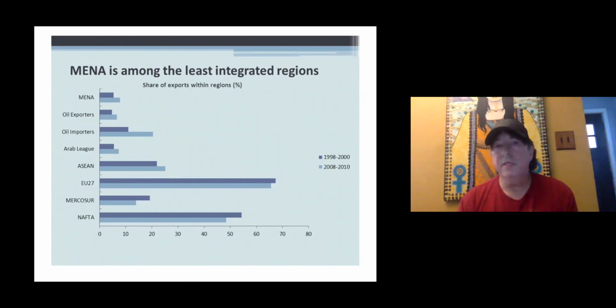We mentioned that liberalism says that countries that are economically interdependent have more peace. Well, the Middle East is the least economically interdependent region in the world. You can see here, in the most recent data of 2008 to 2010, the light blue looks at the share of exports within the region. It's much lower than ASEAN, which is Southeast Asia, EU 27, that's the European Union, Mercosur, which is Latin America, and NAFTA, North America. In all of those cases, those regions have a much greater percentage of their exports going to countries within their region. Whereas in the case of the Middle East, their countries' exports are to other parts of the world, not to their neighbors.